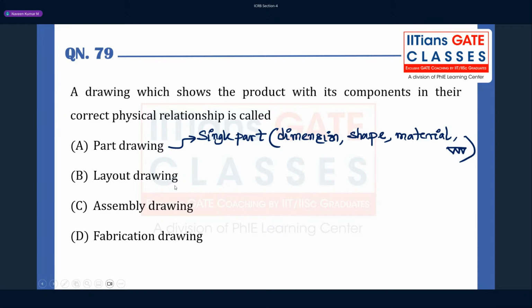What is layout drawing? Layout drawing is a type of drawing that shows the structure of a facility. Facility in respect of production. Okay, facility of production. I mean, I'm not telling it right, but facility of something. So the thing is that.